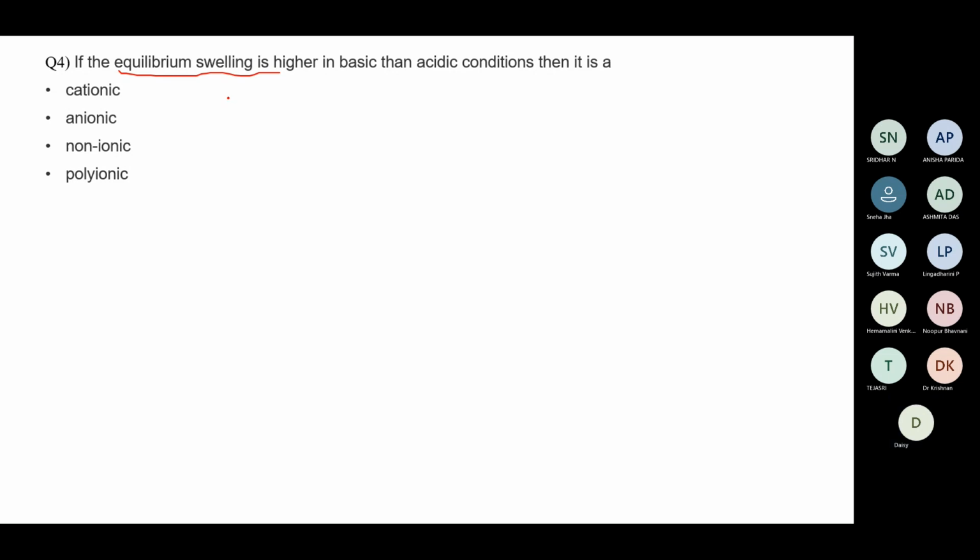Volume changes, no? Sorry, your voice is not clear. Volume changes. Okay. Can you explain more about the mechanism, how it works and why it happens? No, I don't know. Anyone?